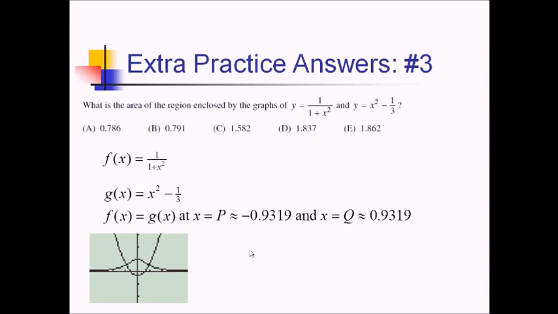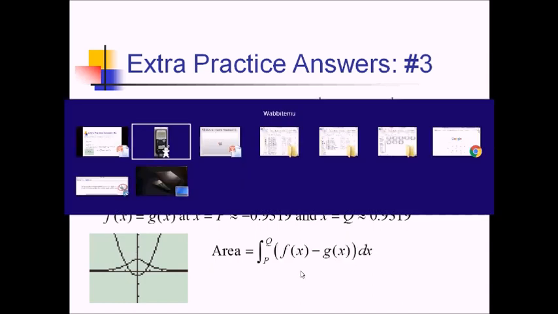Okay, so what do I actually do with all this? Well, I'm going to need an integral from the left to the right, so from P to Q, and inside I'm going to do top minus bottom. This parabola is the bottom one, so the other one's the top one. So I'm going to do f of x minus g of x to get top minus bottom to get positive area. And now let me do all this on my calculator.